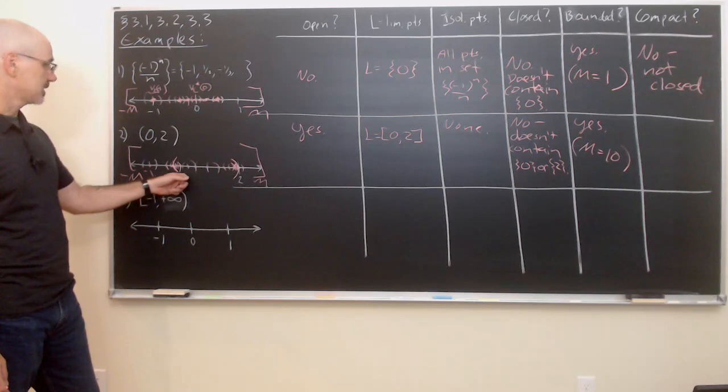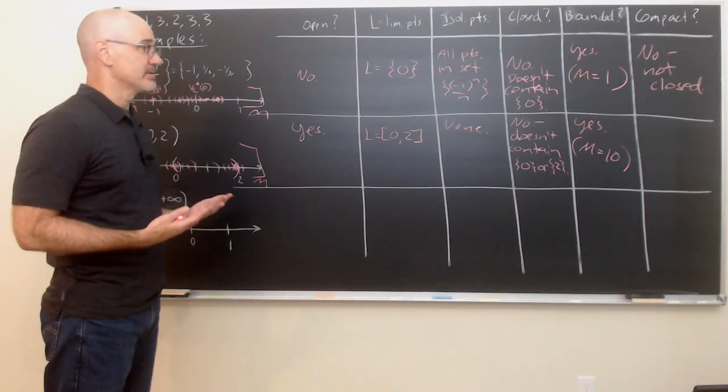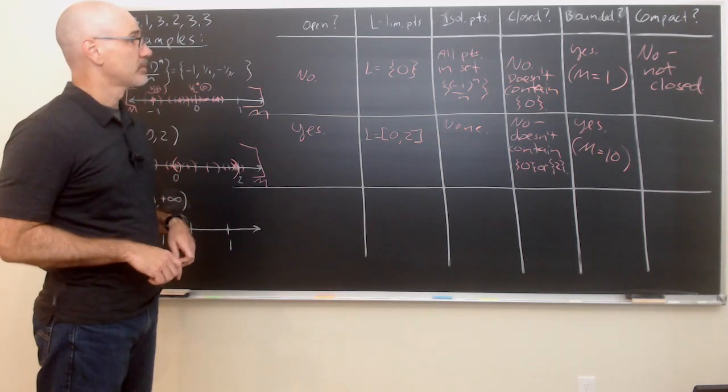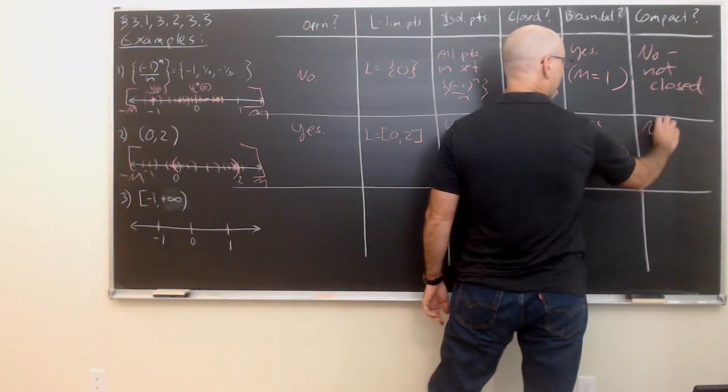And then finally, is the set compact? Well, we use the theorem again. It's compact if and only if it's both closed and bounded. It's bounded but not closed. So this is a no, not compact.